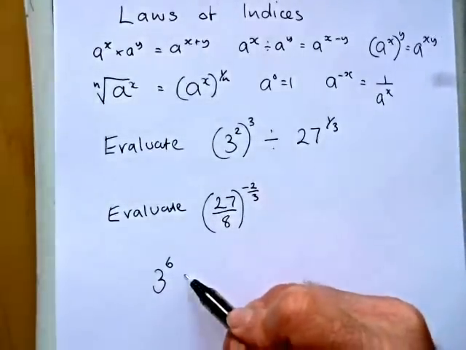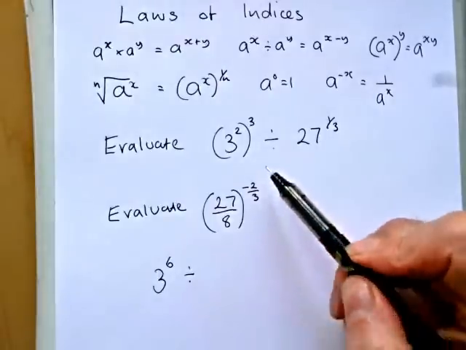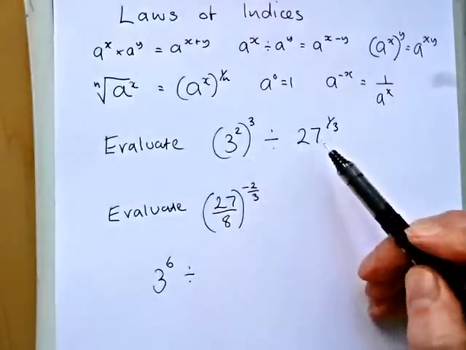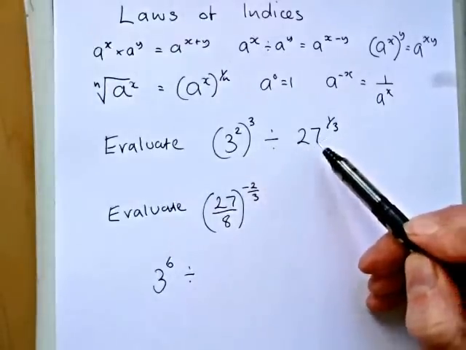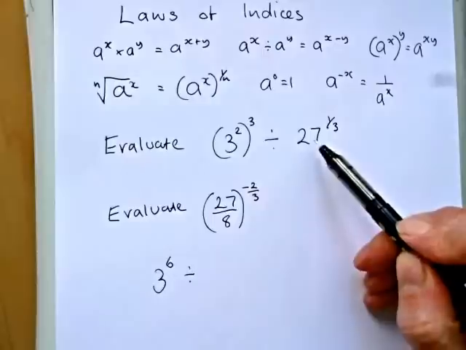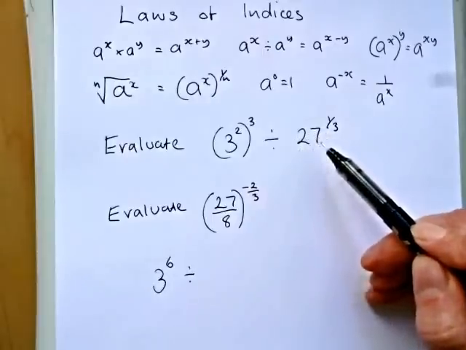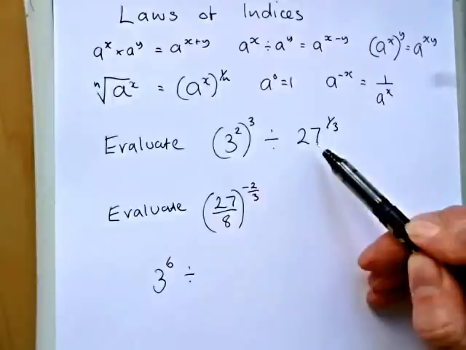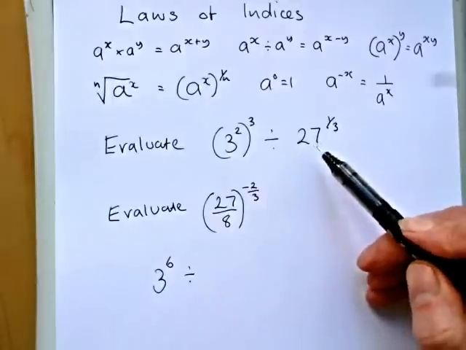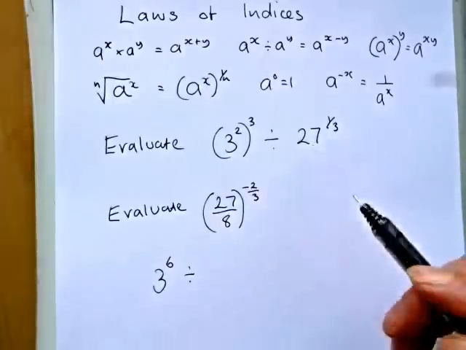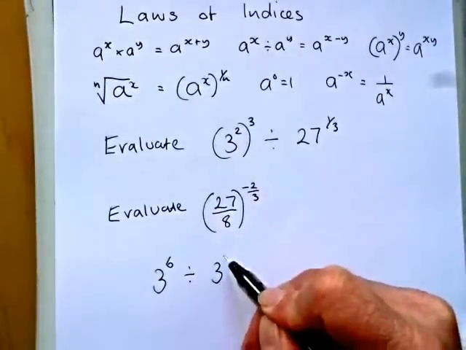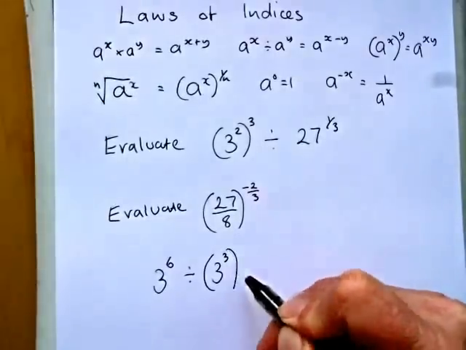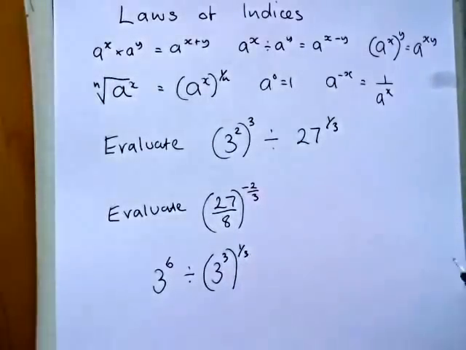Now, when I divide by 27, different bases are hard to work with, so one objective to make things simpler is to try and write any number you recognise as a power of another number as the power of that number. So 27 is 3 cubed, so I'm going to write it as 3 cubed, and then I'm going to leave the 1/3 on the outside.